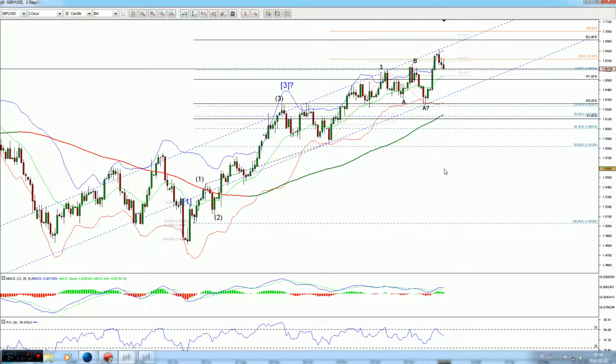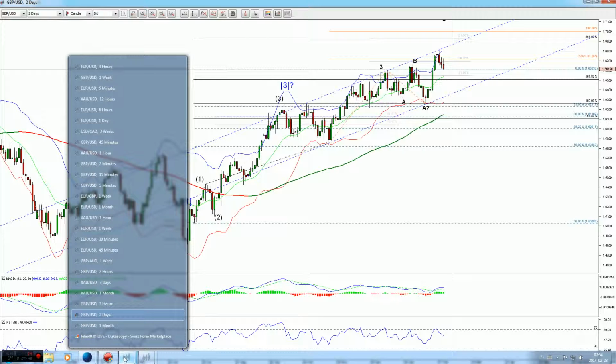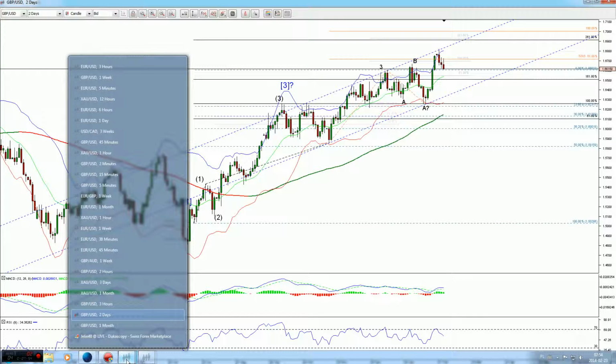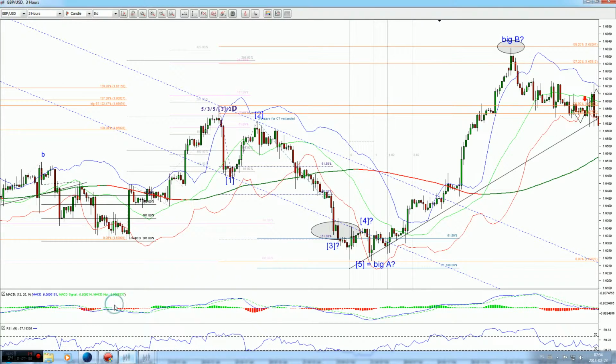That's the daily. And before I explained, I mean, that's the 2 days chart here. It's the difference. It's a 2 days chart. I would say it gives you additional confirmation, additional information when you use platforms where it's possible to set up your time frames. That gives you a bit more information. Let's go to the 3 hours chart.